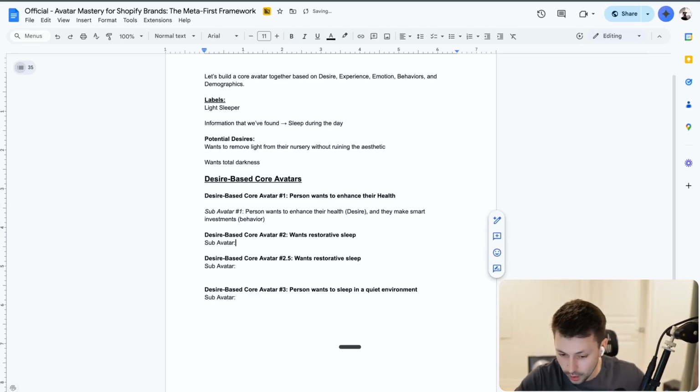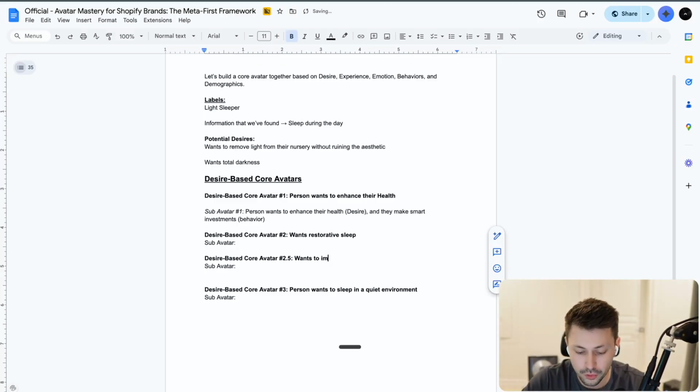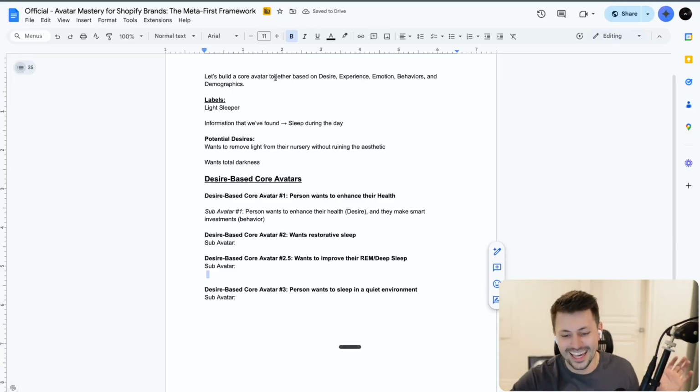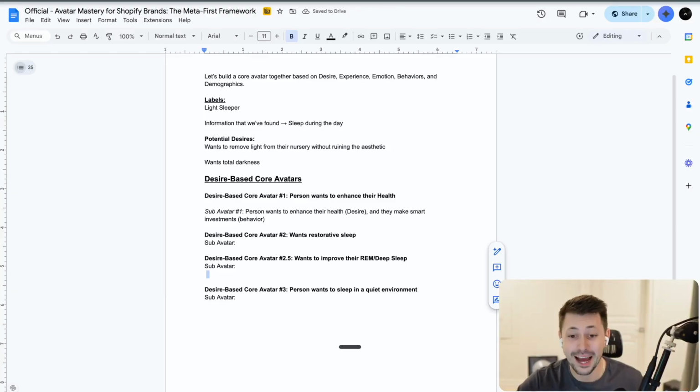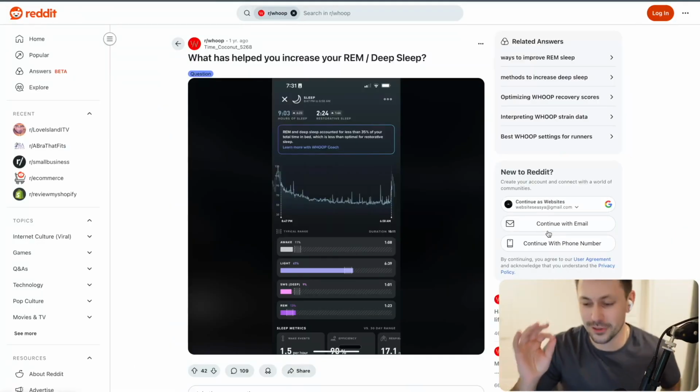But again, this is just a core avatar. So this person wants to improve their REM and deep sleep, okay? Now you might be wondering, what is REM? Maybe you know what deep sleep is, but now guess what? So here's what you guys need to do, okay?